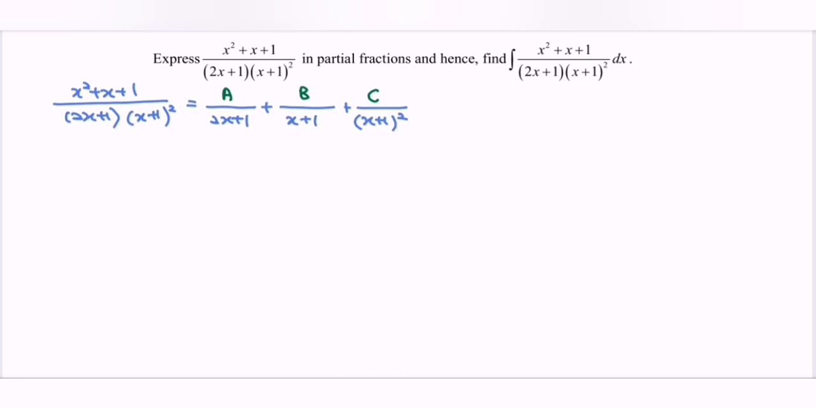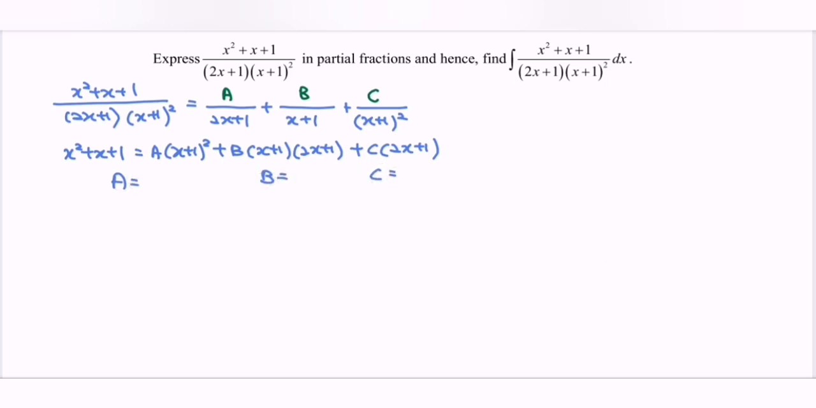Rewrite the equation. So x squared plus x plus 1 equals A(x plus 1) squared plus B(x plus 1)(2x plus 1) plus C multiplied with (2x plus 1). Next is to find A, B, and C.